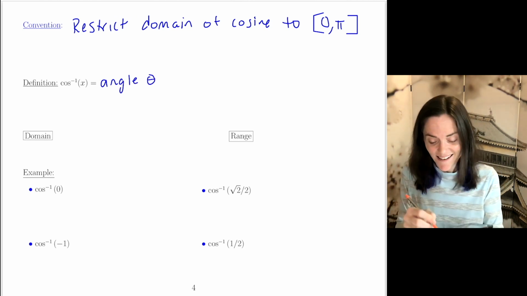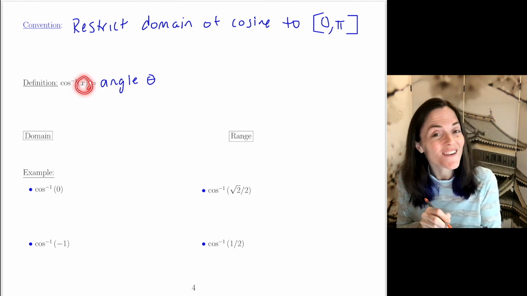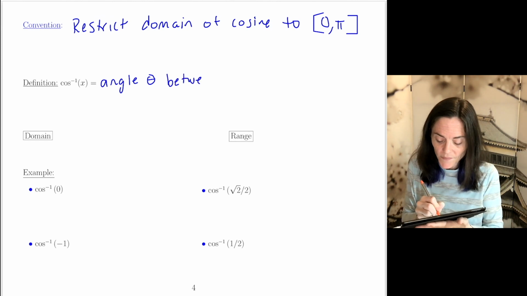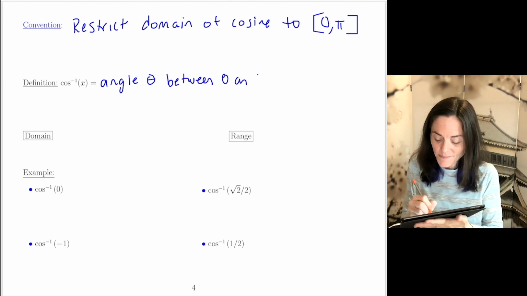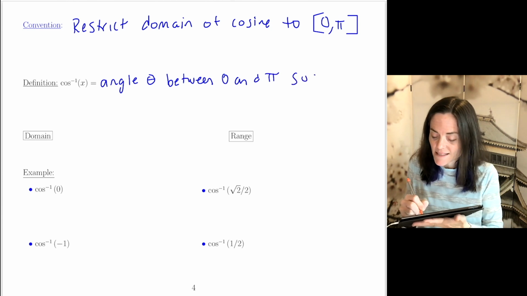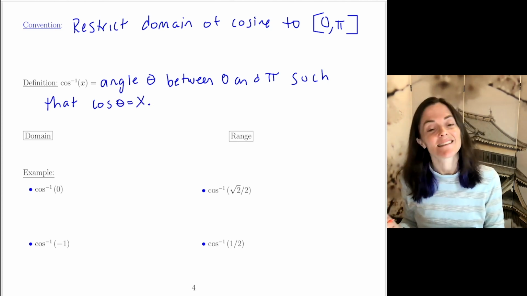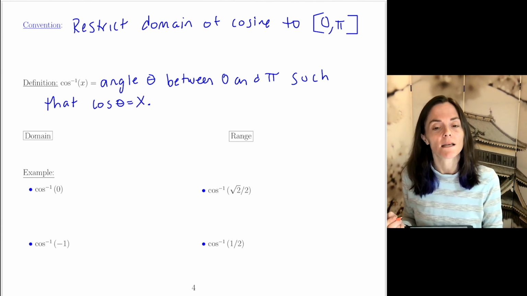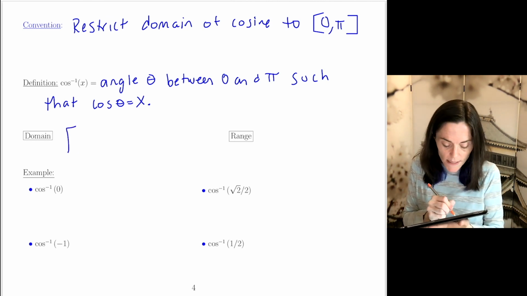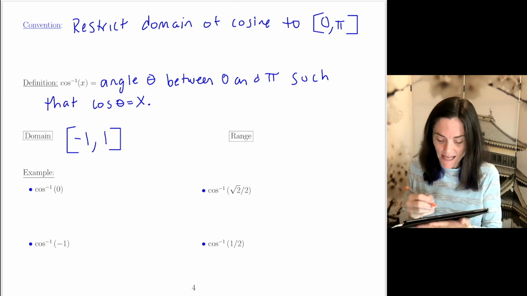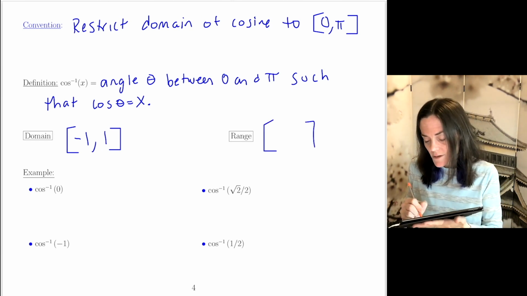The x here, right? We have to remember this is a value of cosine. So this is an angle theta between 0 and pi, such that the cosine of theta equals x. This is the inverse cosine function. And the domain, just like with the sine inverse, is -1 to 1. It fills out the full range of this cosine in this case. And the range of the cosine inverse is just 0 to pi.